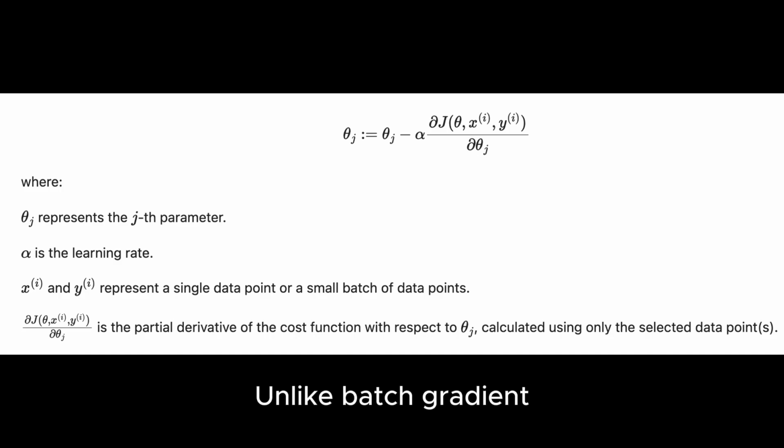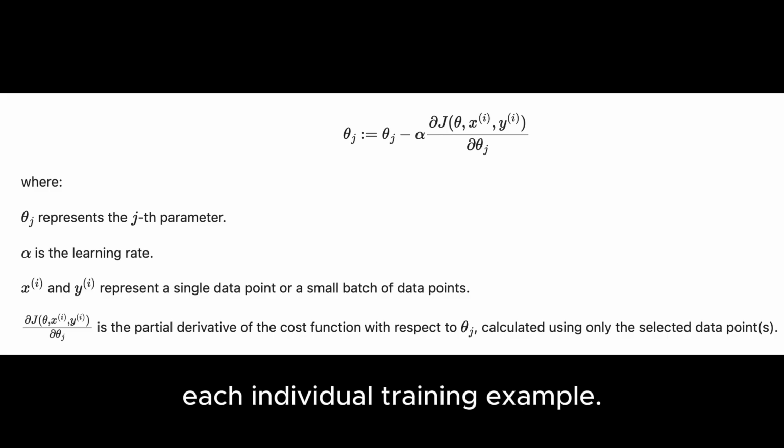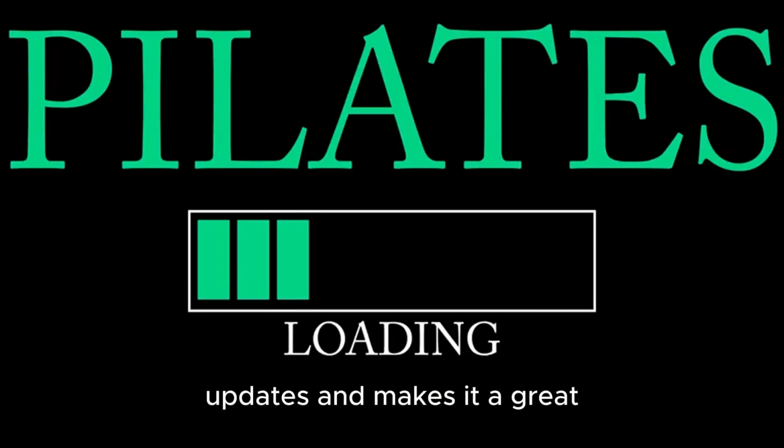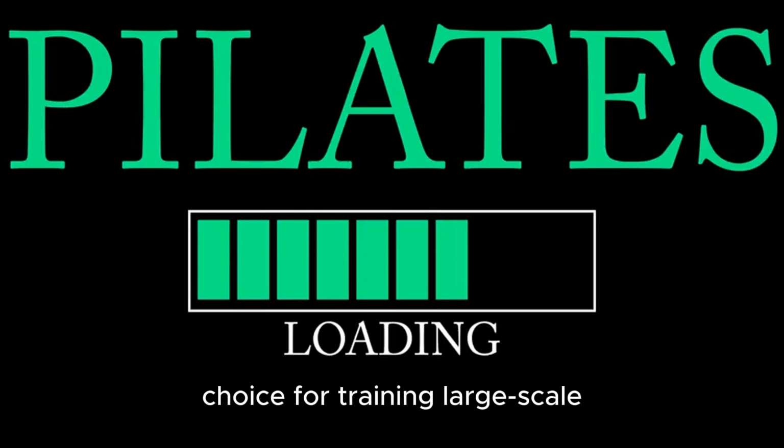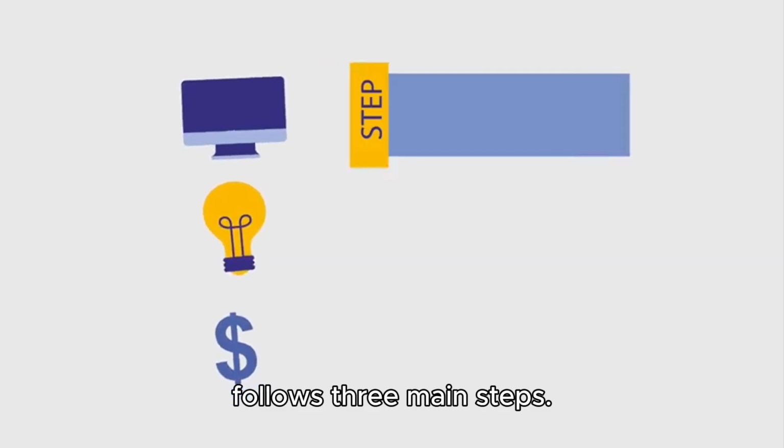Unlike batch gradient descent, which processes the entire dataset before making an update, SGD updates the model parameters after processing each individual training example. This allows for much faster updates and makes it a great choice for training large-scale machine learning models. The process of SGD follows three main steps.